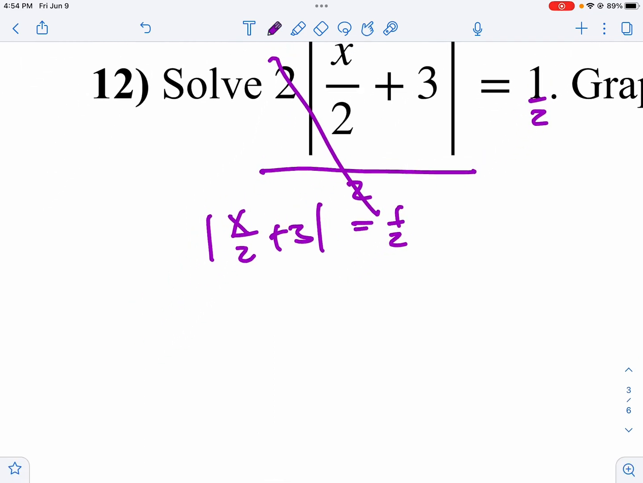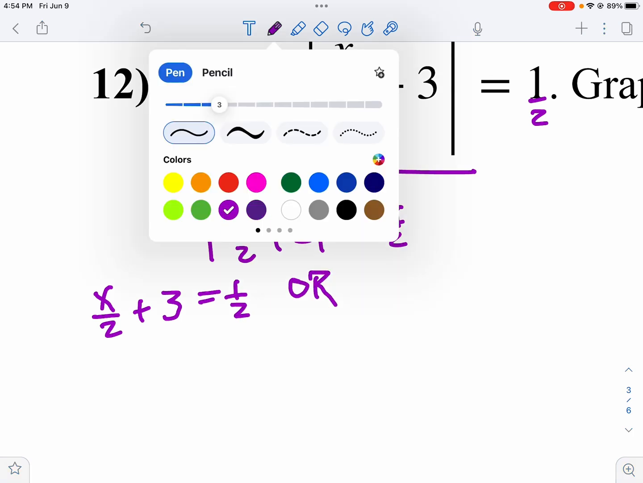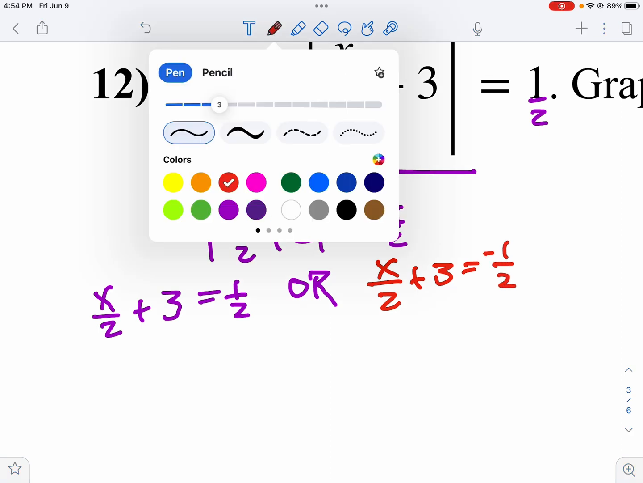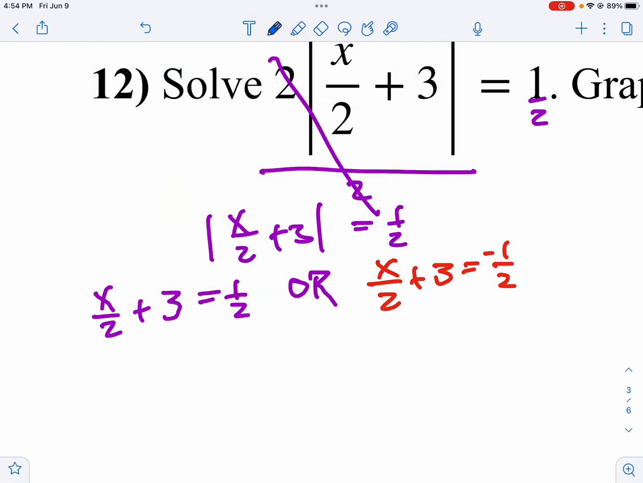I'm going to say, x over 2 plus 3 equals 1/2. Or, we're going to say x over 2 plus 3 equals negative 1/2. Because the two numbers that have an absolute value of 1/2 are going to be 1/2 and negative 1/2. That's where we get our two cases from.